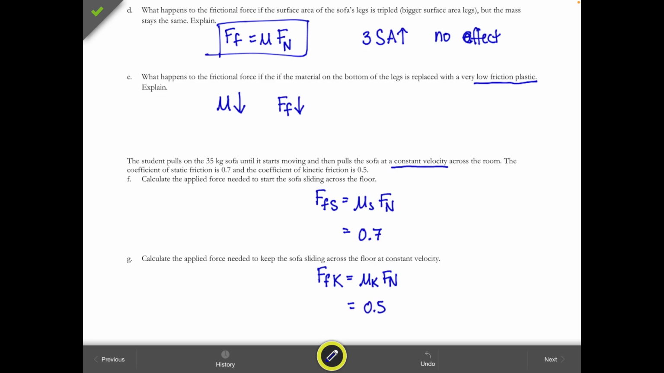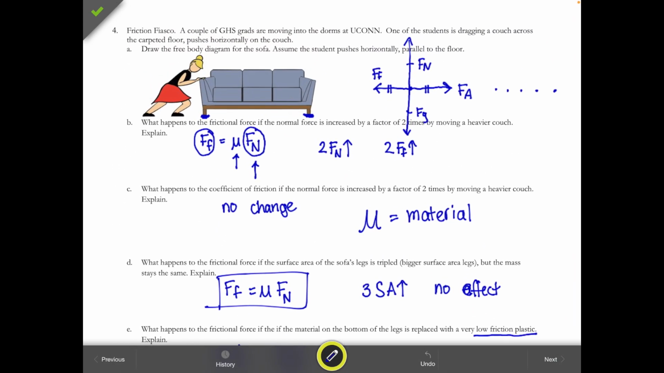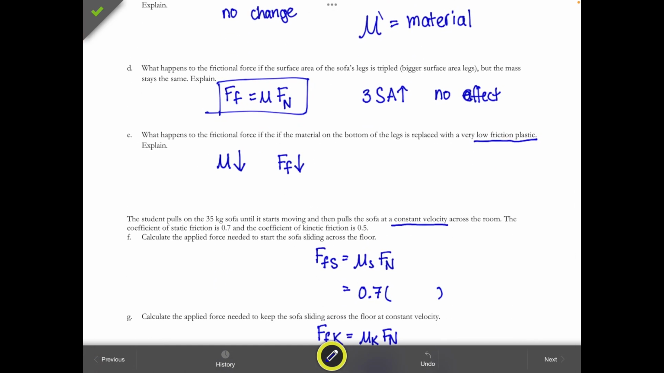But there is a trick. I did not give you a normal force, but I did give you a mass. What I'm trying to get you to do is use the y direction of this. In the y direction, the normal force is equal to Fg. So I gave you the mass in kilograms. You need to turn it to weight. And because the weight is going to be equal to the normal force, you can use it in this equation.